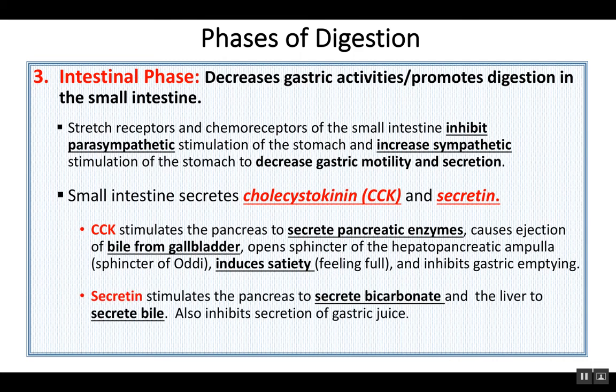Secretin also stimulates organs responsible for helping the small intestine, but it stimulates the pancreas to produce bicarbonate in order to buffer the small intestine, and it stimulates the liver. Instead of the gallbladder, this one stimulates the liver to make bile. You'll notice both of these hormones have an inhibitory effect on the stomach. So we're going to turn down the stomach activities, stimulate the liver, gallbladder, and pancreas in order to help the small intestine begin its activities.